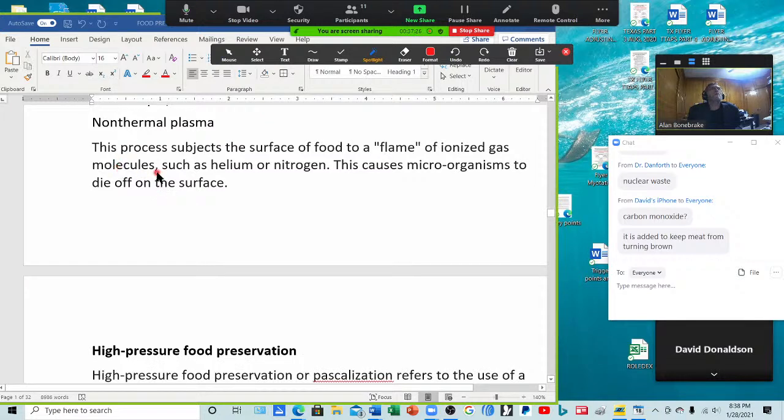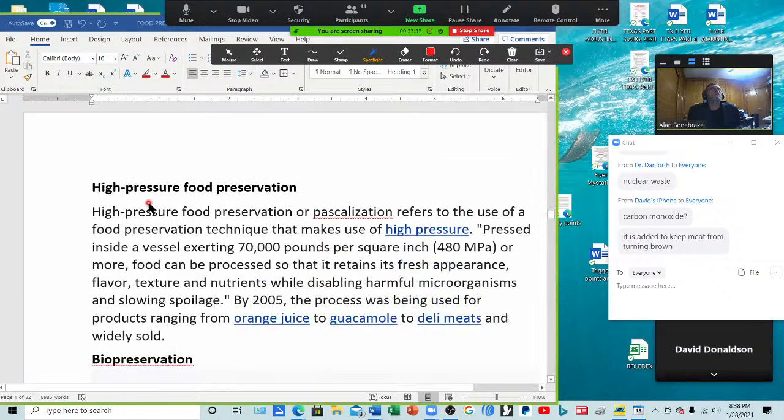Non-thermal plasma. This process subjects the surface of food to a flame of ionizing gas molecules like helium or nitrogen. This causes microorganisms to die off on the surface.